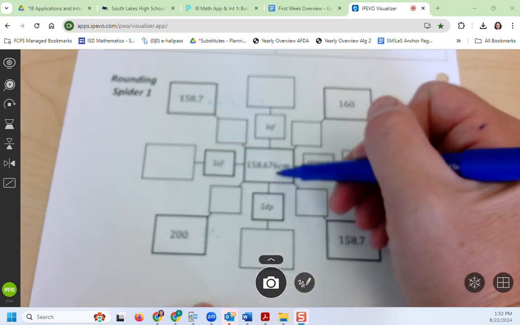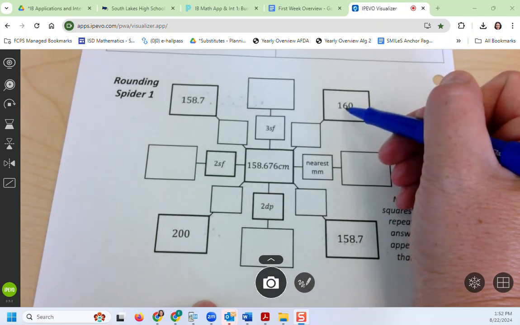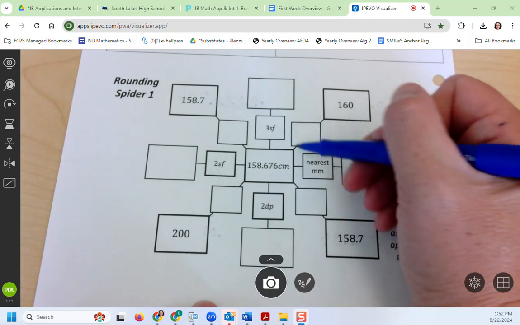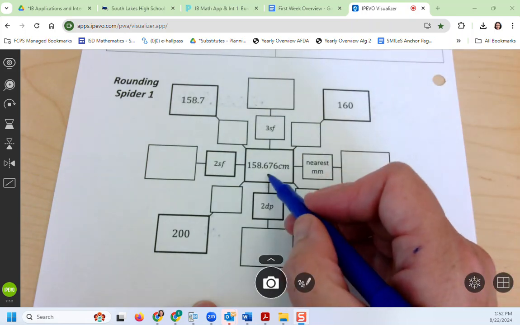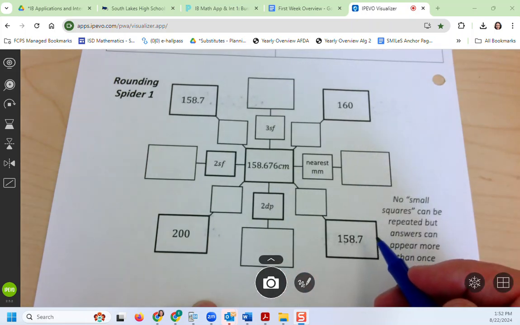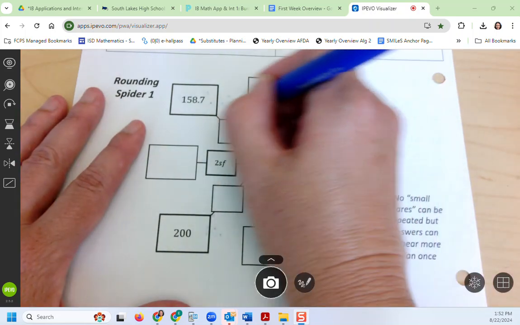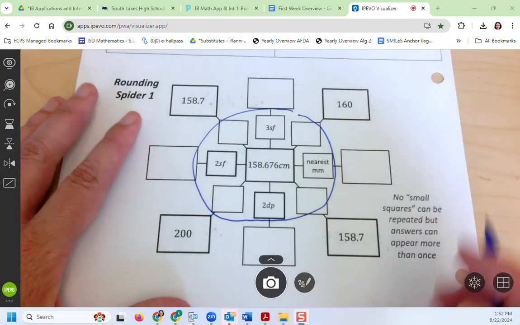Here it's saying, how did I round this in order to get this answer? Okay? How did I round this to get to this answer? You put the rounding technique here. For the nearest millimeter, you'll have to first change the number to millimeters, and then you can round it to the nearest millimeter. Okay? So take a moment. Remember that these here are your rounding techniques, and then outside are the answers.